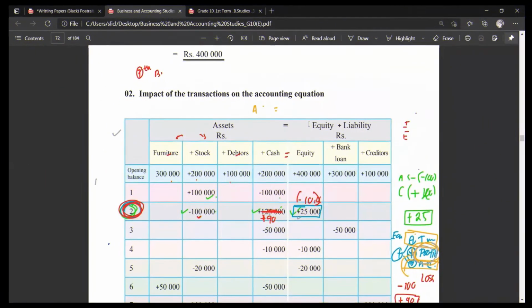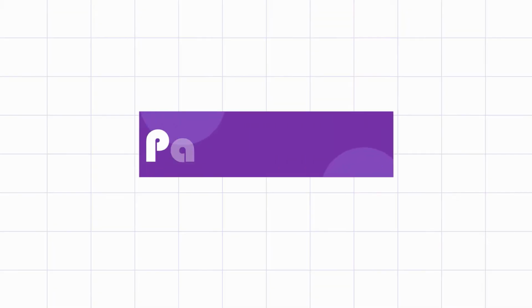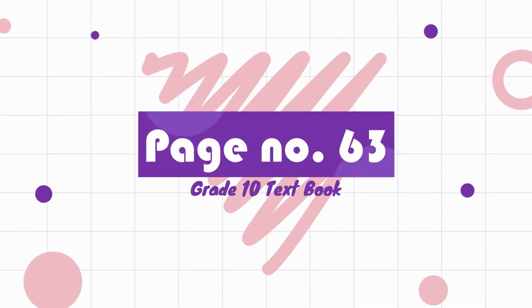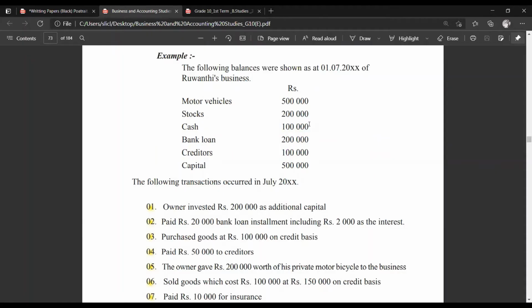Now what I'm going to do is, there is a remaining example on page number 63. You can use either the descriptive method, because here they have also given the opening balances, right? If the opening balances are given, you can use both ways, either the descriptive way or the easy method. So it's up to you, right?